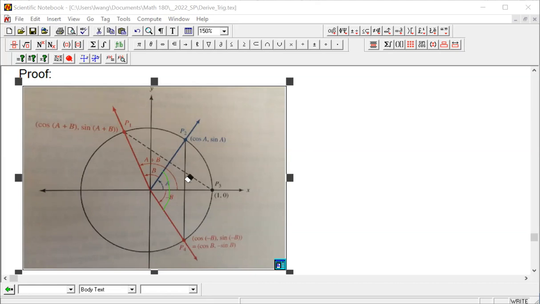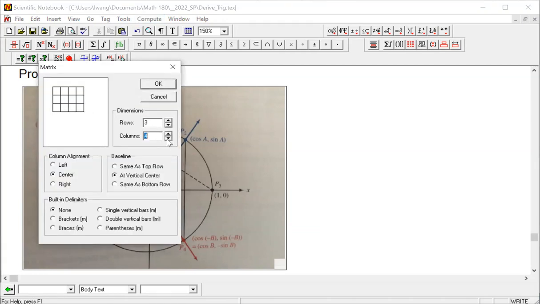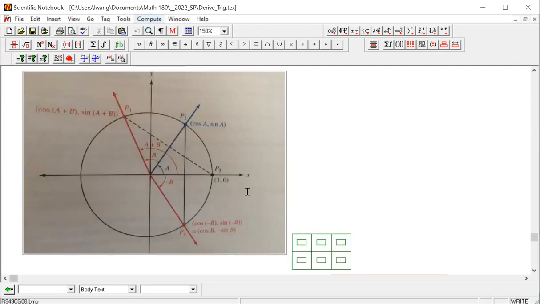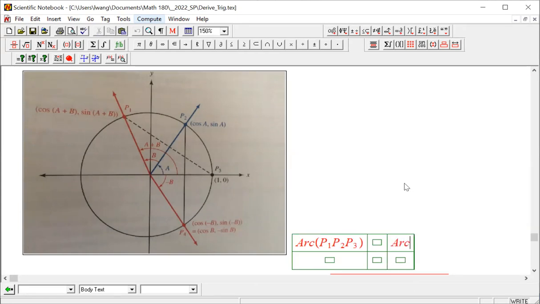Okay, so let me write it down. The arc length of P1 P3 and the arc of P2 P4, these two arc lengths are the same.